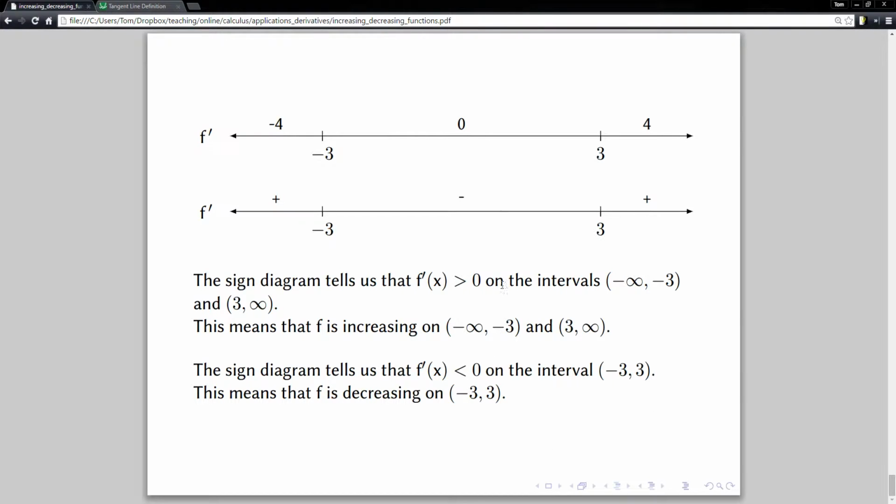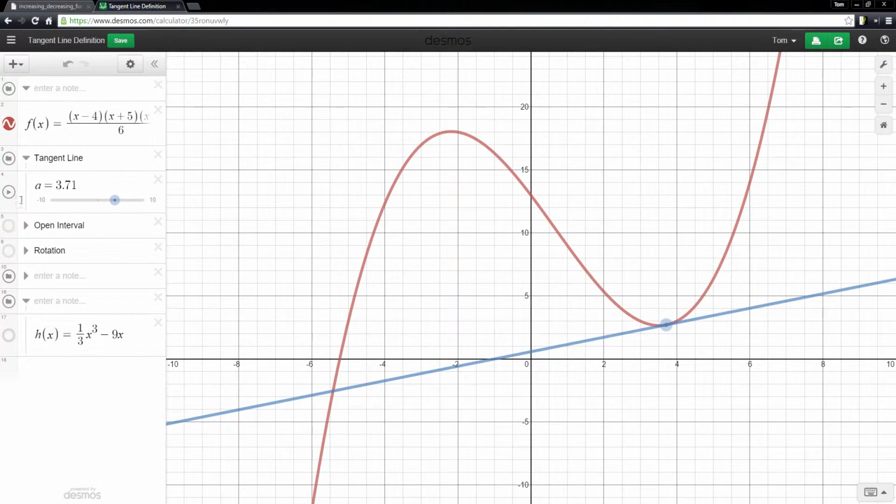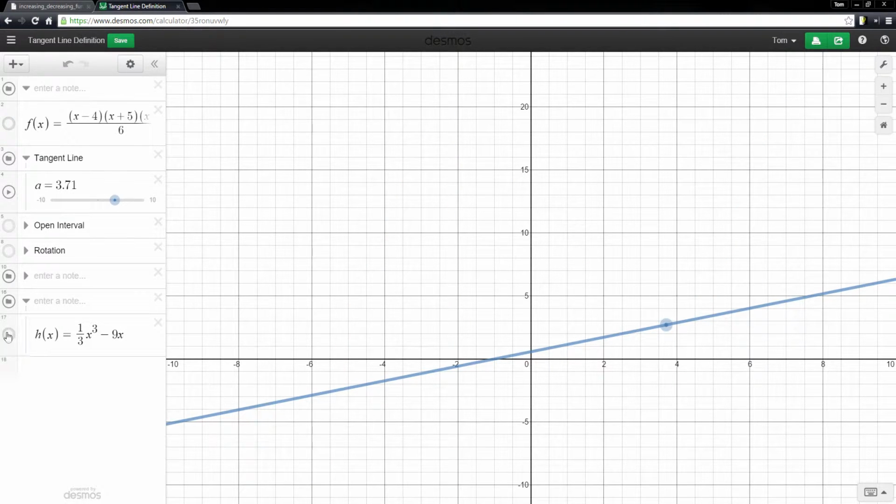Okay? So notice we answered all of this stuff about where the original function is increasing and where it's decreasing only by looking at the derivative. We didn't even really know what the function f was itself. Okay? So we can answer those questions just by looking at the derivative. We can go back and take a look at it.